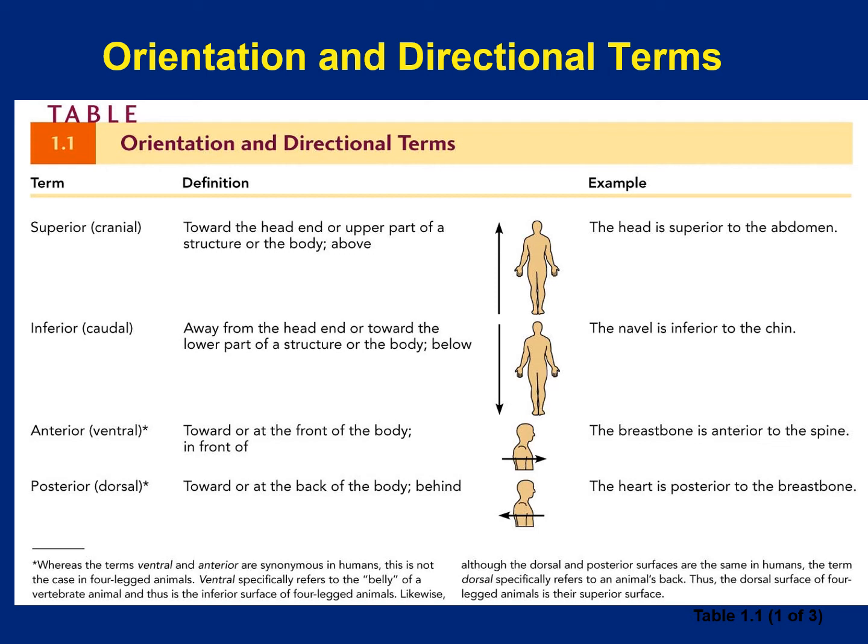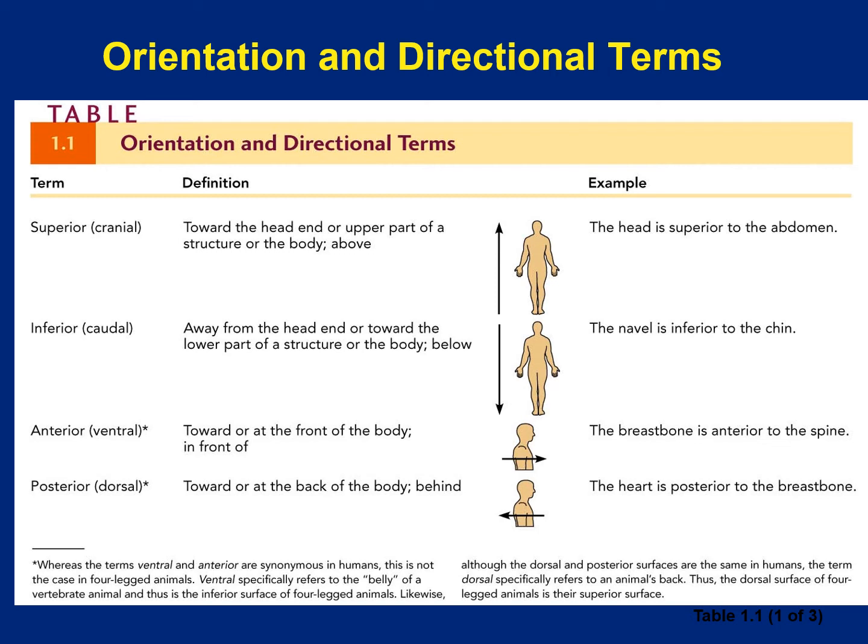So as you can see here, the head is superior to the abdomen. It's higher up. The navel, your belly button, is inferior to your chin. It's what you would call lower down. At the same time, we can't use front and back, because if you're standing up, your belly is your front and your back is your back. But if you're down on all fours, now your face is your front and your butt is your back.